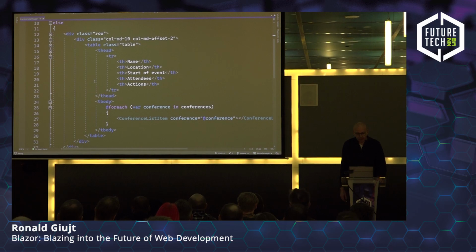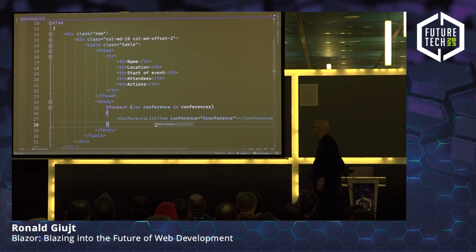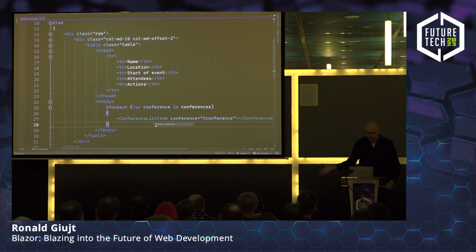In the table, in the t-body, so we have a header here, right? Header of the table. And then in the t-body, we say for each conference in conferences, render a conference list item component. So this is very powerful, right? We can just use C# in a familiar way to render components like this. So now I get a conference list item component for every conference.